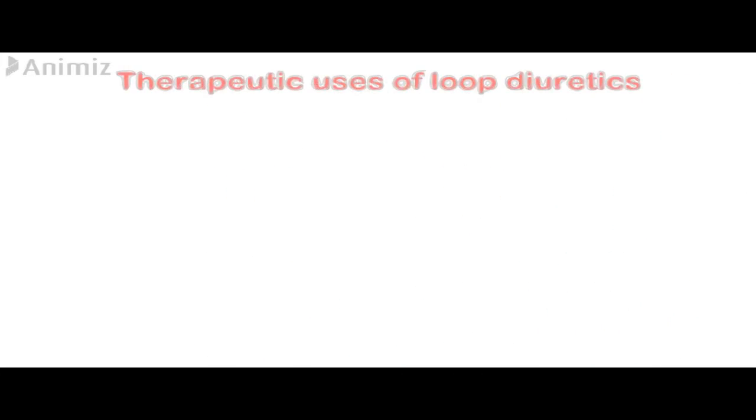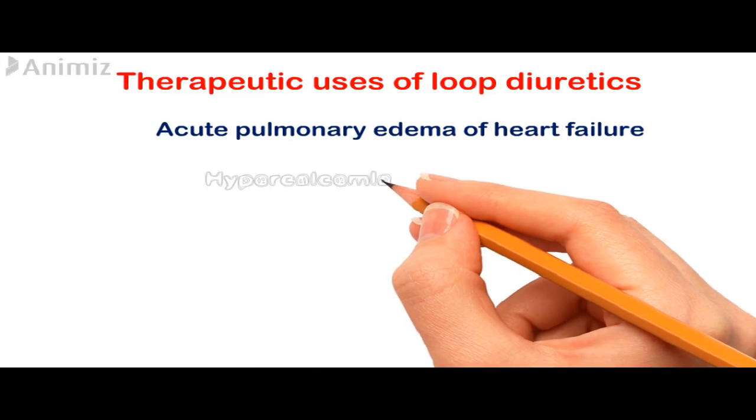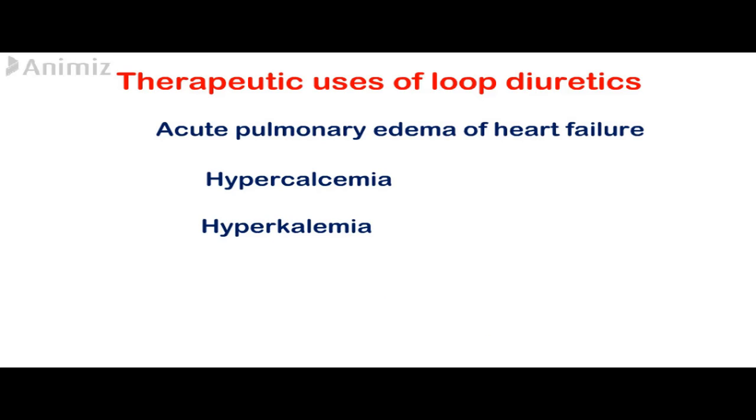Because of the rapid onset of action of loop diuretics, especially when they are given intravenously, they are useful in emergency situations such as acute pulmonary edema, and they are the drug of choice for acute pulmonary edema in heart failure. They are also useful in treating hypercalcemia because they stimulate tubular calcium excretion, and they are useful to treat hyperkalemia.